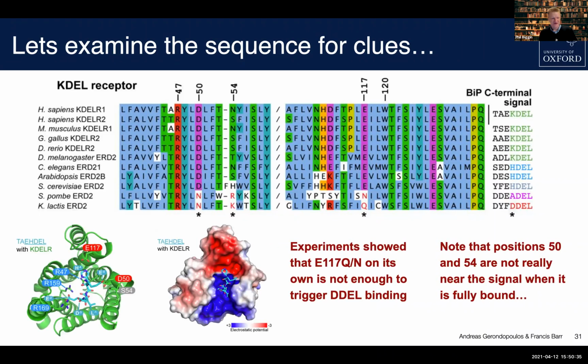So what does that mean? If you look top down now at the receptor, this is what I'm showing you here. This is the KDEL signal. Looking top down, here's our E117 friend. Here's where D50 sits, this guy here, and 54 is pretty much next door. So these 2 points are just here.